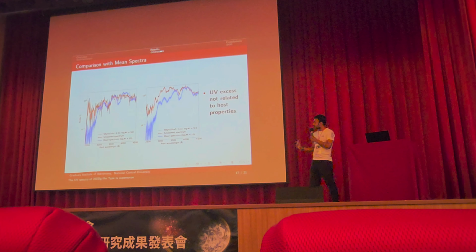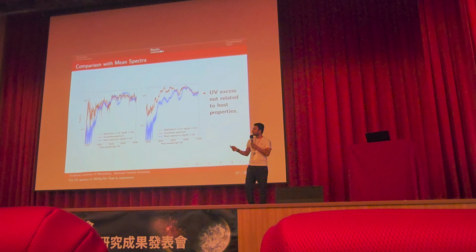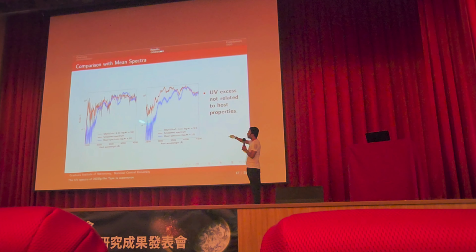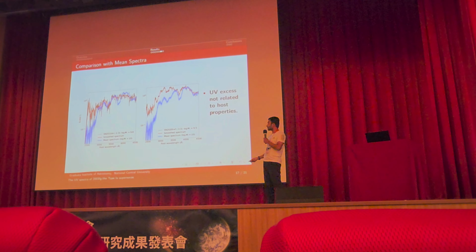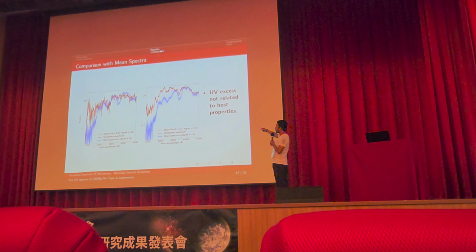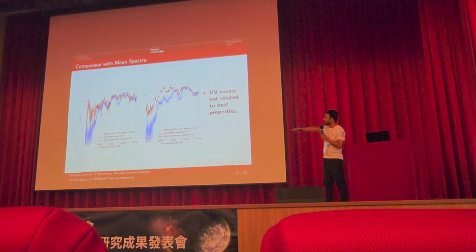So the idea is this: if the host galaxy mass drives the UV excess of 03fg-like objects, then this spectra should overlap the spectra of the 03fg-like object because they have similar stellar masses. But it does not, and there's a wide gap. So based on the figure, actually from both the figures, it's a different object.